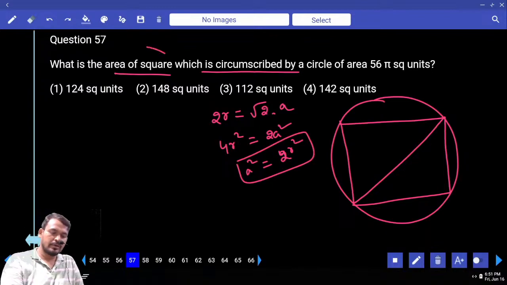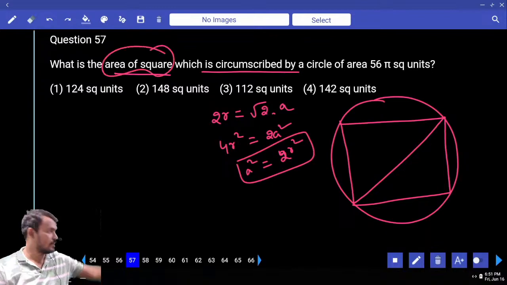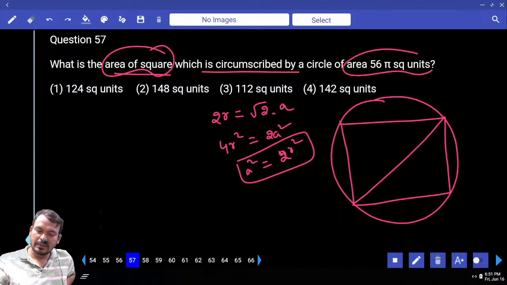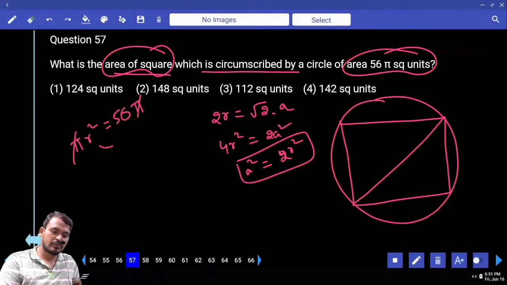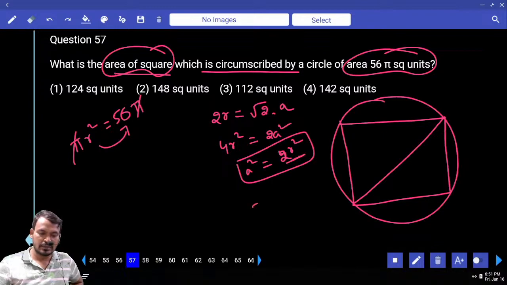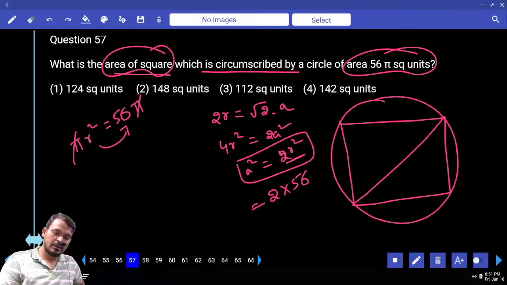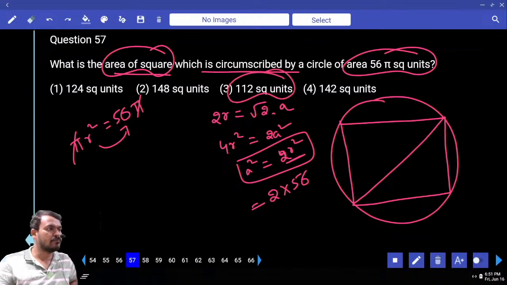We required which one? Area of a square means we required the a square value. And one more, the circle area is given as how much? 56 pi. Circle area means pi r square, that is equal to 56 pi. On both sides pi cancels. What is r square? 56. But we required 2r square. What is the answer? 2 into 56. Answer, 112.